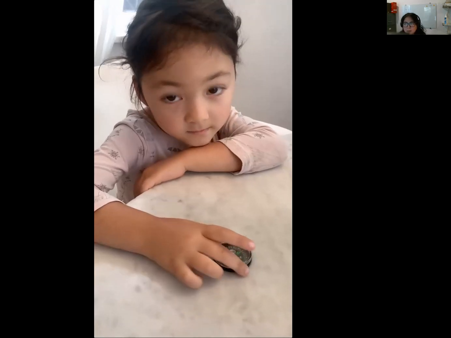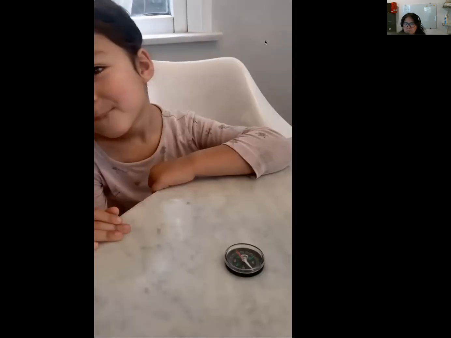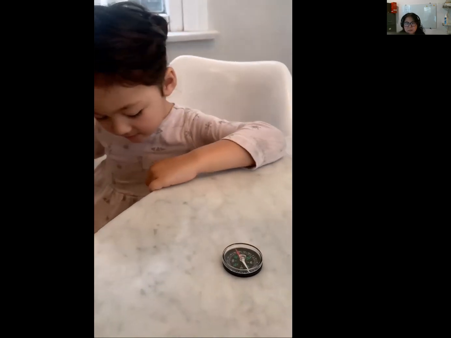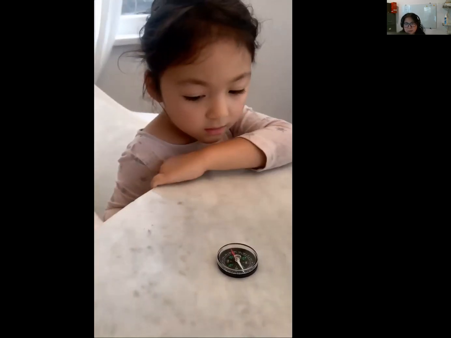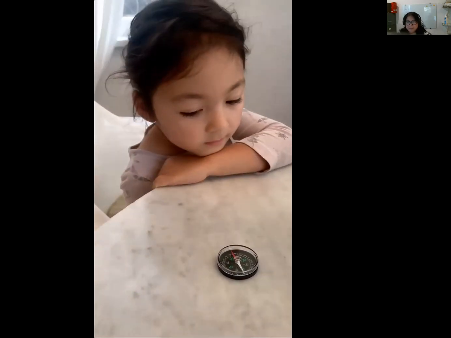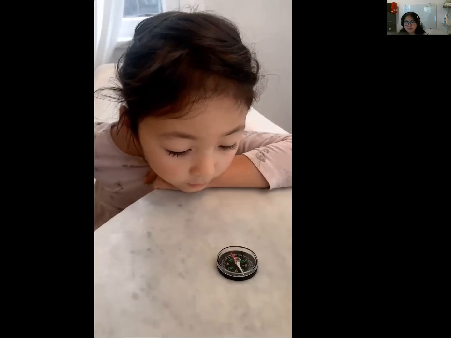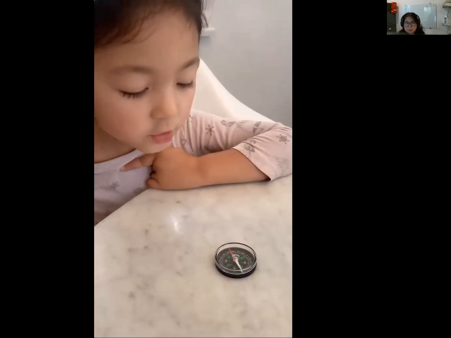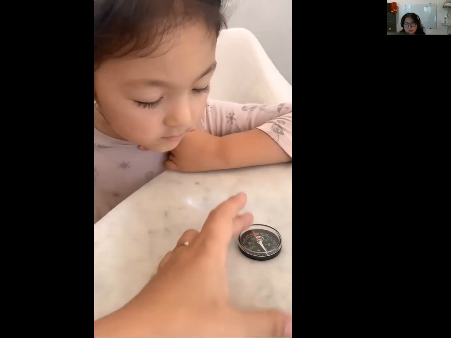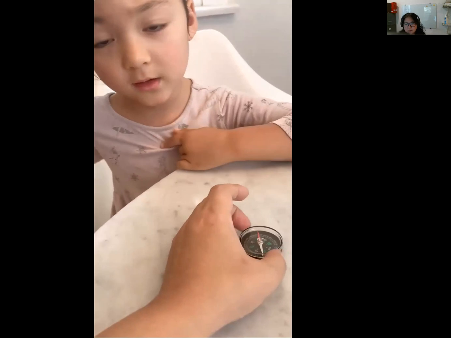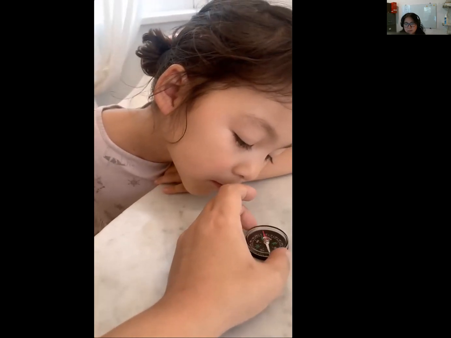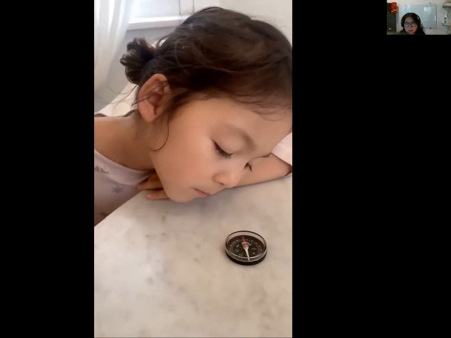What's this? I don't know. You don't remember what it's called? Compass. What does the red needle point to? One needle points to North Pole. North. And then the white one points to? The South. Okay. Thank you. So it's a compass.